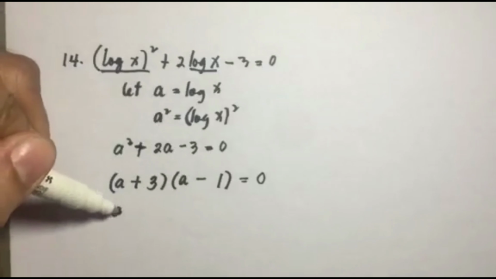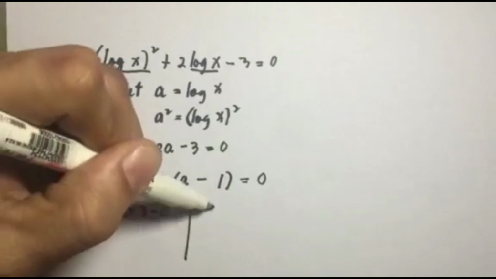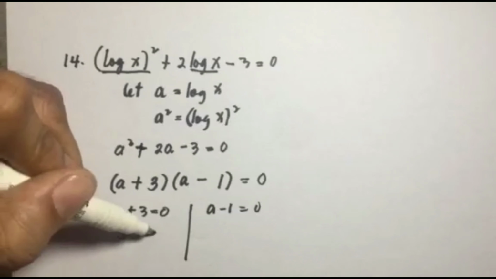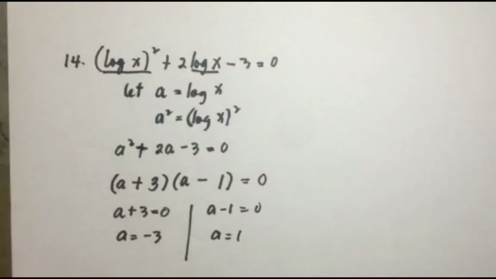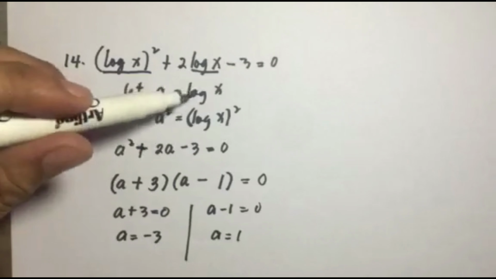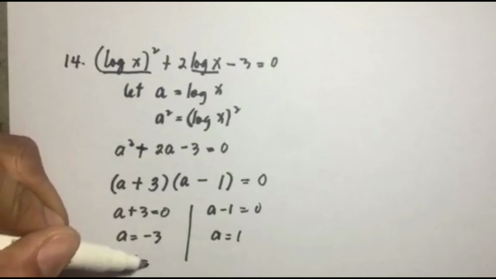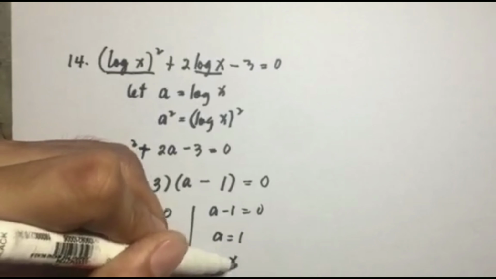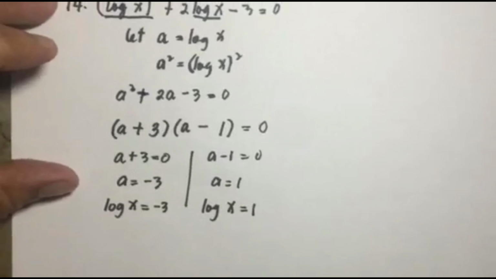Then solve for a, that is a plus 3 equals 0. And yung isa naman ay a minus 1 equals 0. Solve for a, that is a equals to negative 3 and a is equal to positive 1 naman dito. And then, since a is logarithm of x, that will be logarithm of x equals to negative 3. Yung isa, logarithm of x equals 1. Okay, then let us solve.